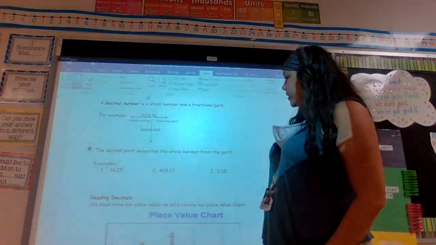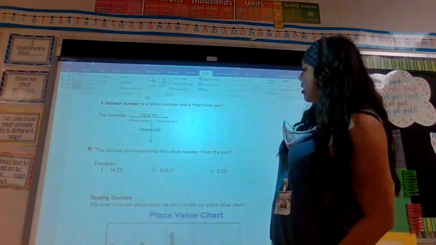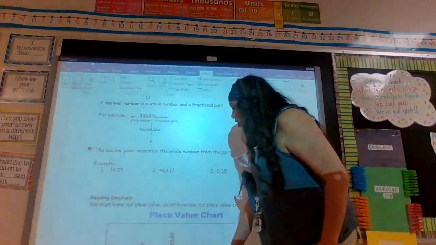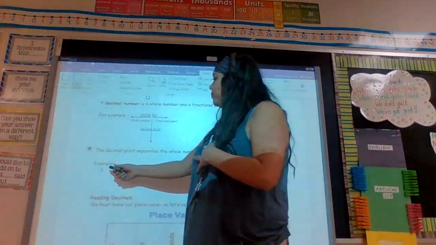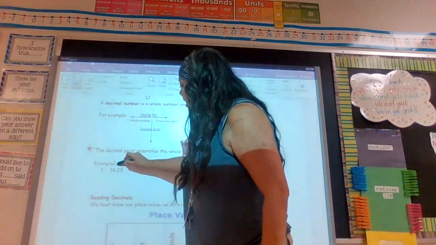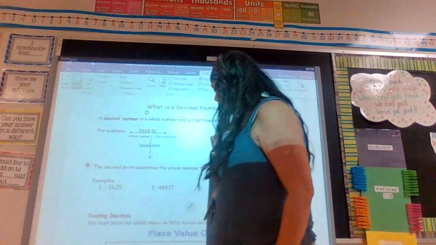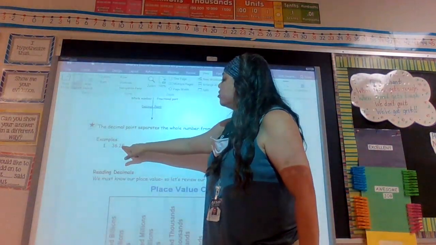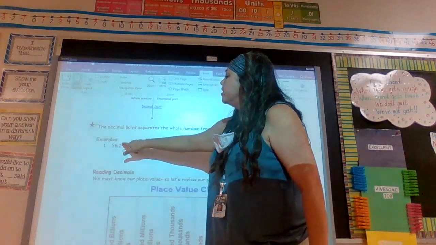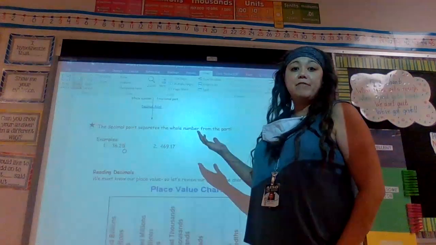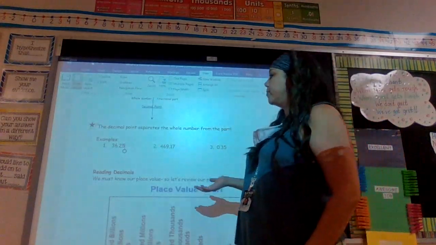Now, here are some examples of what is the whole number and what is the fractional part. If I'm looking at this, it is 36, and remember where we see the decimal point, we say "and," okay? And 25, the 5 sits in the hundredths place. We'll talk about that here in a minute, so it's 25 hundredths. But most of you might know that from money anyways.